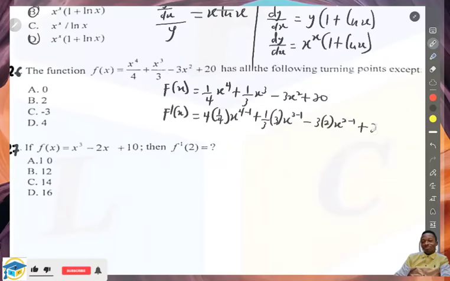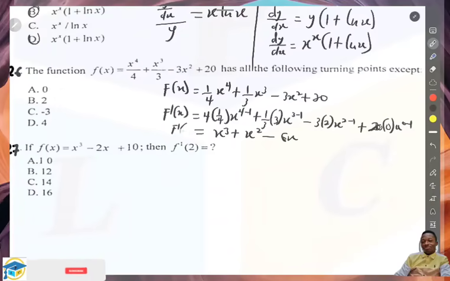So we have here 20x to the power 0, that should be 20 multiplying 0 x to the power 0 minus 1, and that should result to 0 at the end of the day. So we are getting here 4 will cancel 4, we are getting x to the power 3. Then here too, we are getting x squared. 3 can cancel 3, and here we are getting 6x, and we are getting 0 here.